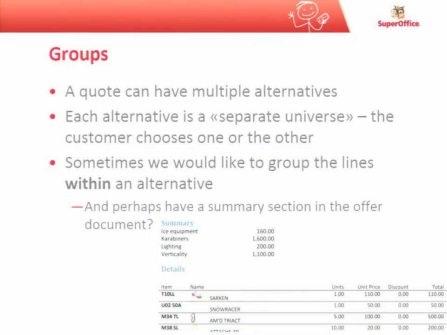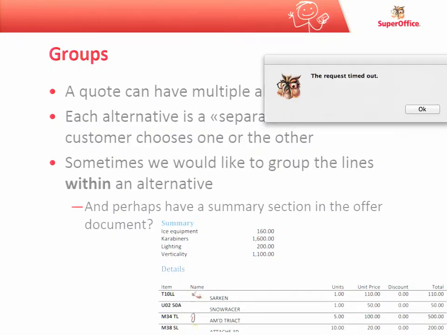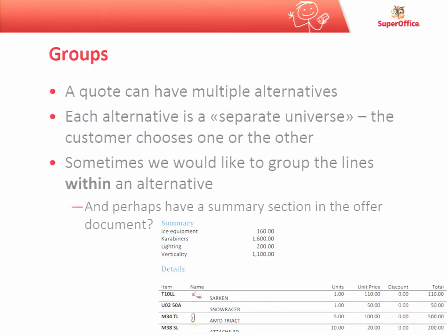But sometimes we want to do grouping within an alternative. We might want to do it to create a summary, or to just break up this huge list of stuff into wines, spirits, beers. What else do we need? Sausage. Sorry, I won't pick on you anymore. And that's where we use grouping.